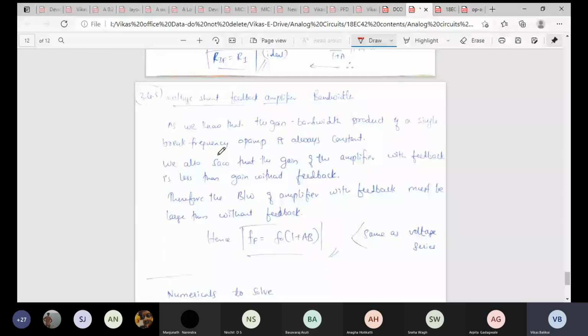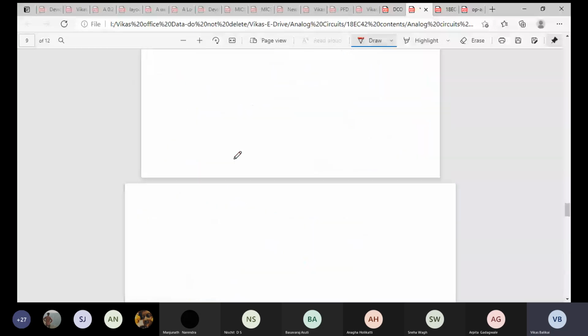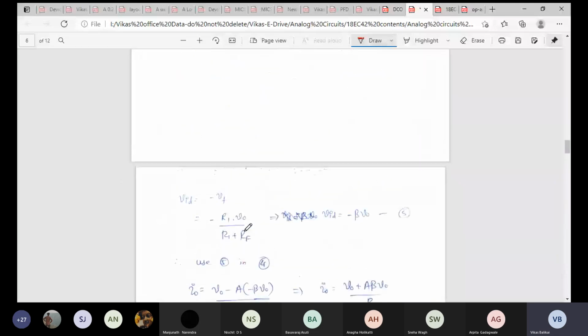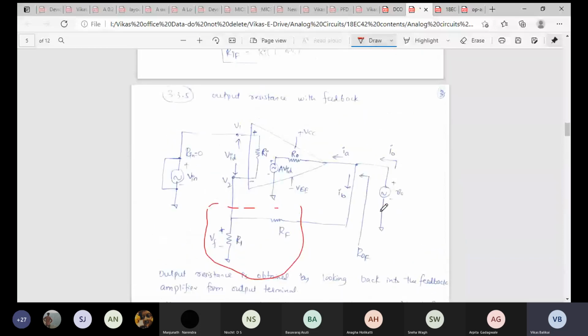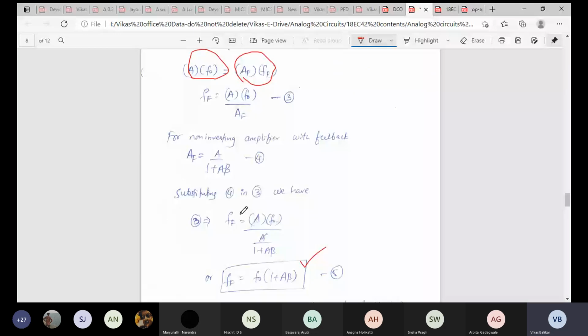Now the output resistance with feedback of the voltage shunt feedback amplifier. We have done it in the just previous class itself. ROF is equal to R0 divided by 1 plus A beta, we did it here, right? So that's what we have done over here by arranging a test voltage and shorting the input sources. We have obtained ROF as R0 divided by 1 plus A beta.